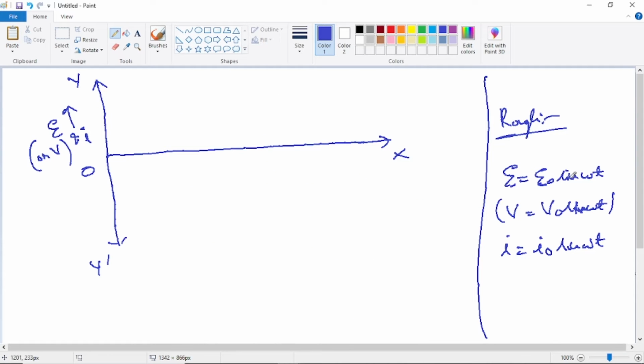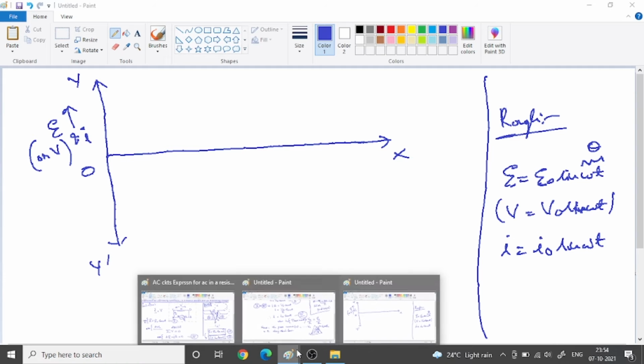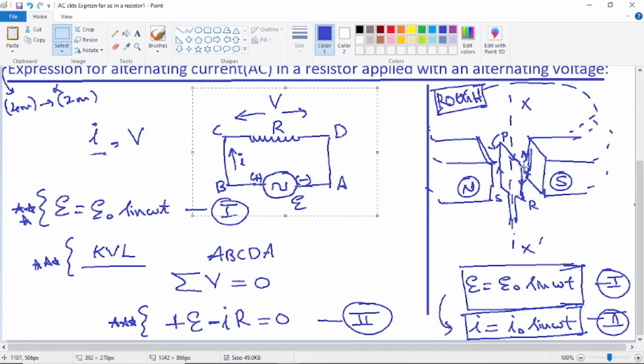Here I said at the beginning of this topic also that omega t is nothing but the angle theta. What is the angle theta? Just try to remember, theta here is the angle through which the coil is rotating from the initial position, which is taken to be parallel to the two faces of the coil.